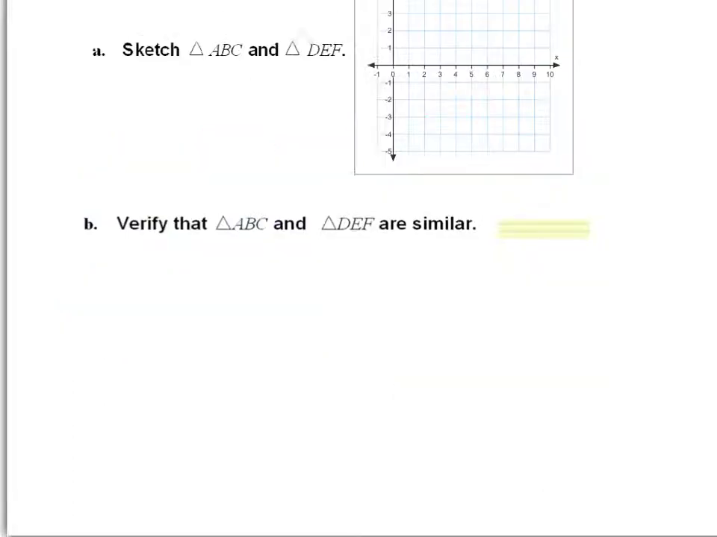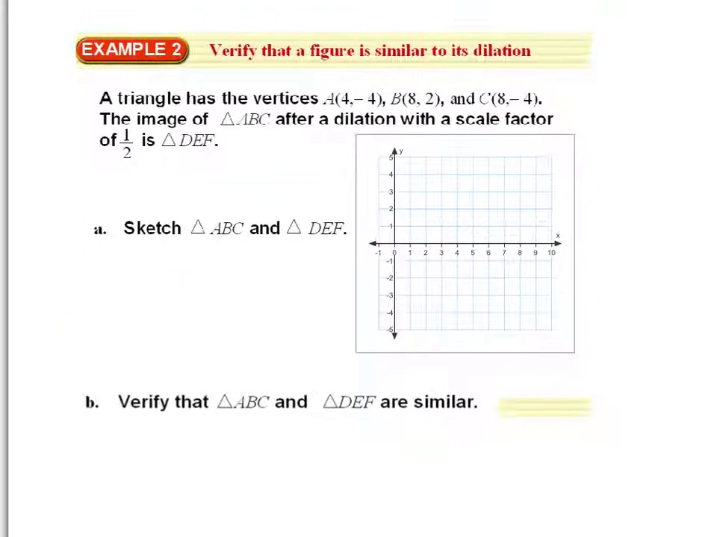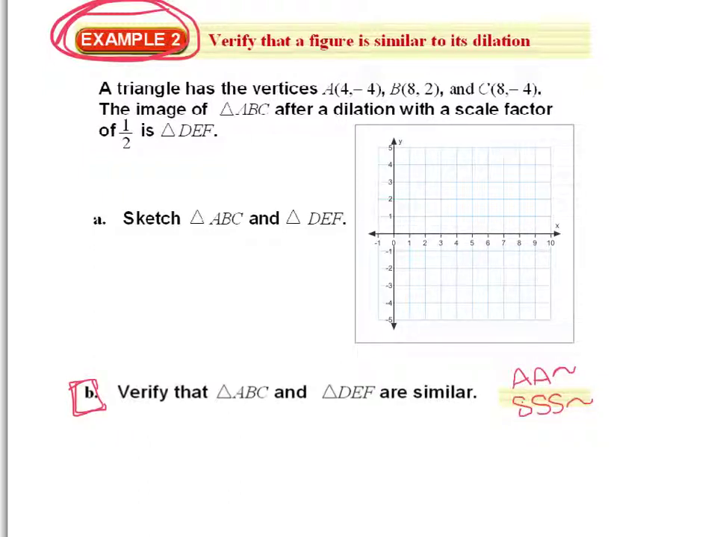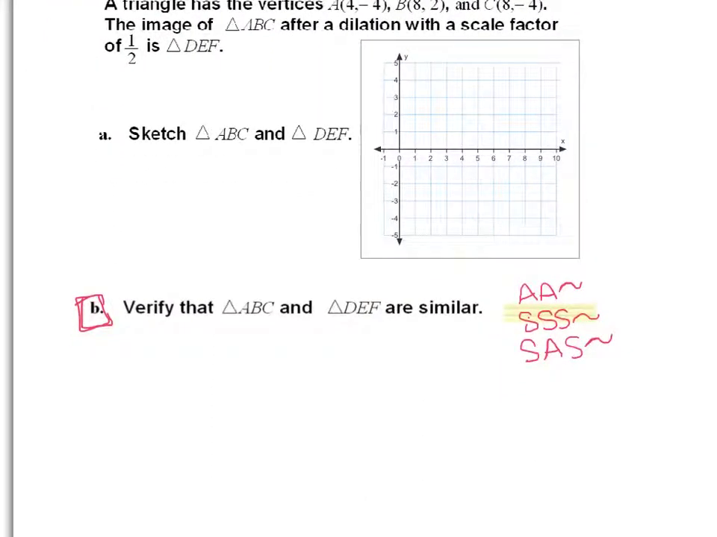So if you take a look at answers, you will see that you have an example. So example 2 is something for you to do on your own. That's something I'm going to be checking on Thursday that you've done. The only thing we didn't talk about is B, verify that the two triangles are similar. Remember that you have 3 ways of doing that: AA similarity, SSS similarity, and SAS similarity. The hint that I'm going to give you for that particular example is, you know, the distance formula.